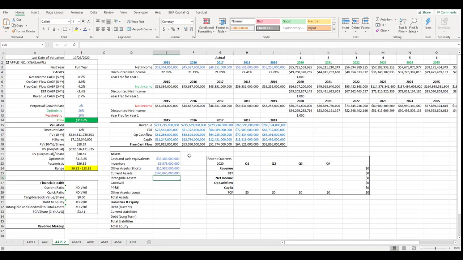Intangible assets, this might be a big one for them. It's interesting. They don't even list them specifically in their balance sheet, so I'll just skip that. I don't see goodwill. So here's property, plant, equipment, 35,687 million. Other assets, long-term.